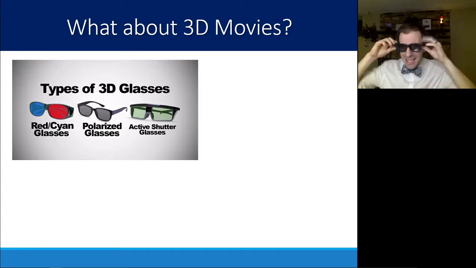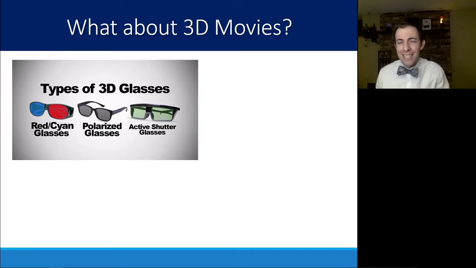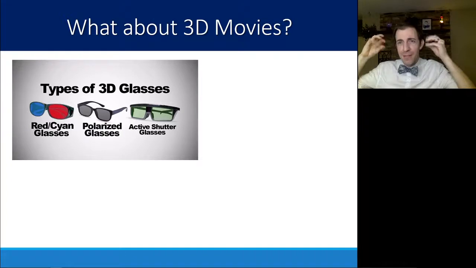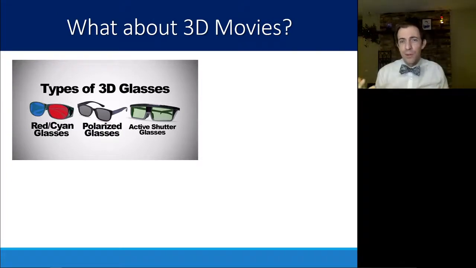Well, the concept here to make something 3D is you just need to have the two eyes experience different images. That's why you see in 3D in general, because each eye has a slightly different image and slightly different perspective, and your brain stitches that together into a 3D image.